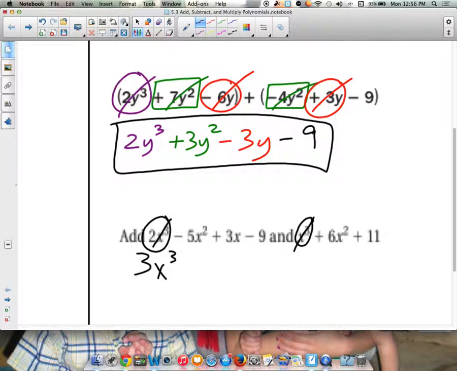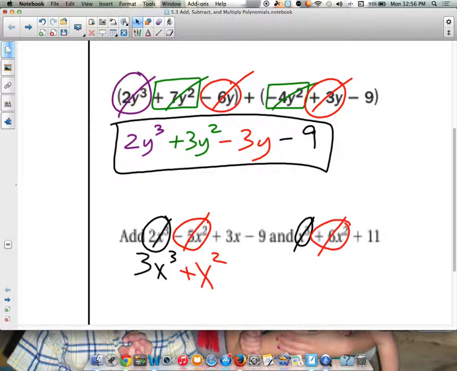So I've combined the x cubes, and then I've got a minus 5x squared. And I look through the remaining terms and look for an x squared, and there's one right here. So I'm going to go negative 5 plus 6 gives me a positive 1. So I'm just going to write it as positive x squared. I'm going to leave off the 1.